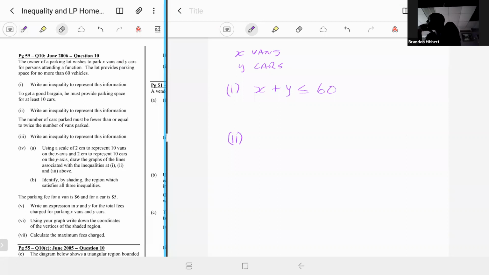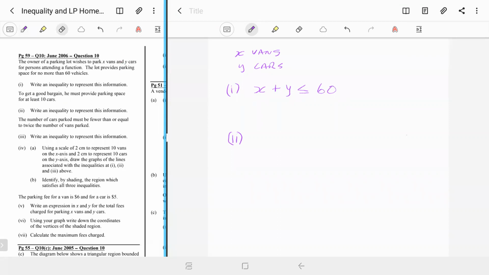The number of cars. Remember, this is about a number of vans and a number of cars. You always start that way: the number of this and the number of that, because this linear programming question is always about the number of one thing and the number of something else. So all this inequality says is that y, the number of cars, must be at least 10, which means greater than or equal to 10. It's as simple as that.